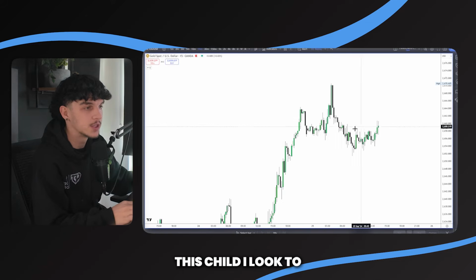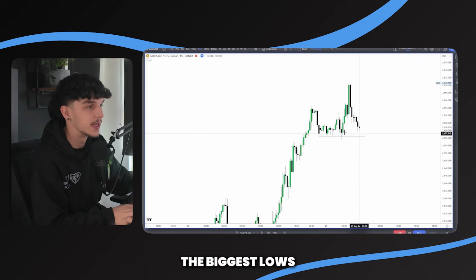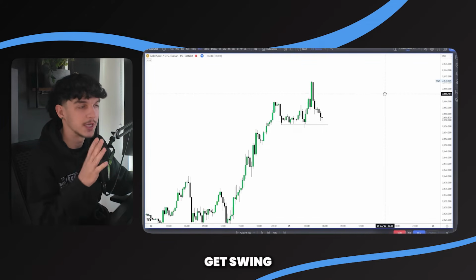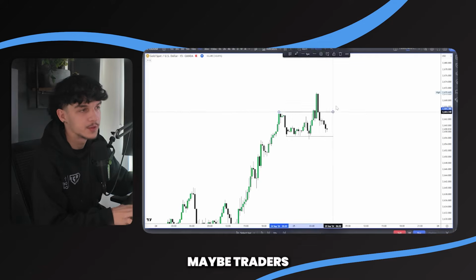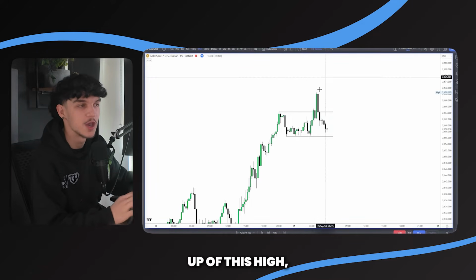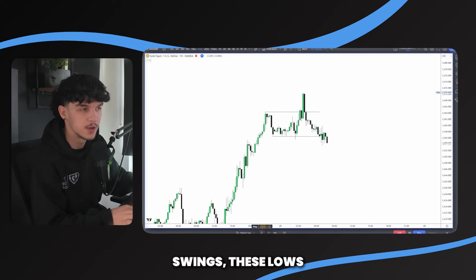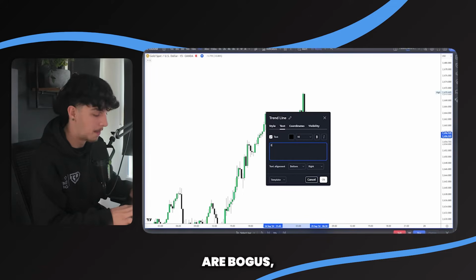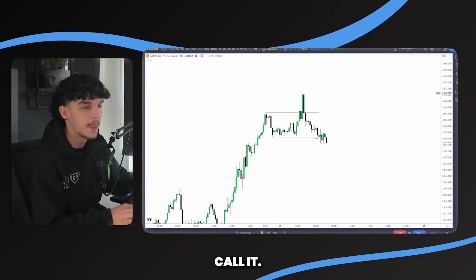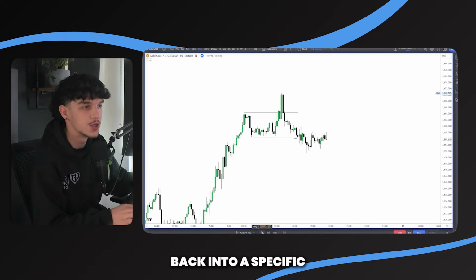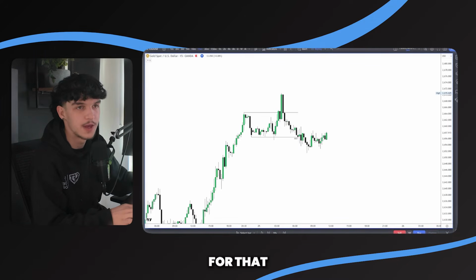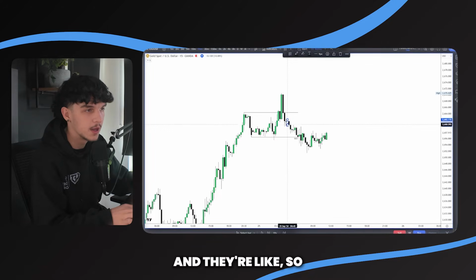So if we look into this chart, what I looked at is mainly these lows here. You can see these are the biggest lows. So if we just replay it here, these are the biggest lows in the market. And if these lows get swung to traders, maybe traders might say this is a manipulation above this high. Maybe these are majority lows, and then the market swings these lows. That could be classed as our BOS, as most people call it. And then we have an impulse back into a specific zone. Maybe we can go for that small supply zone there, like so.